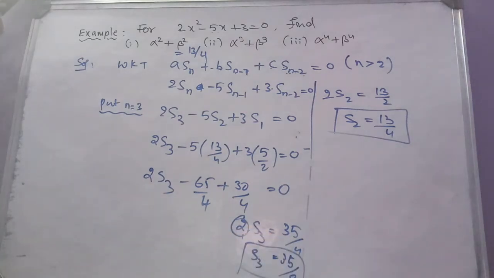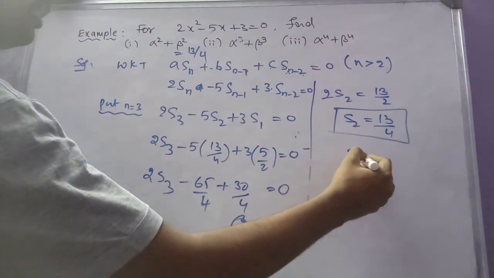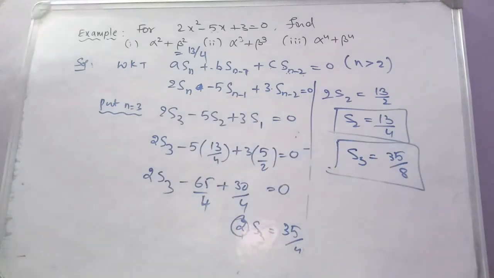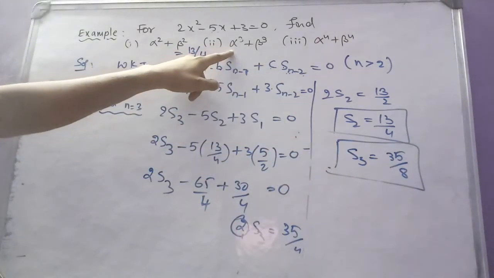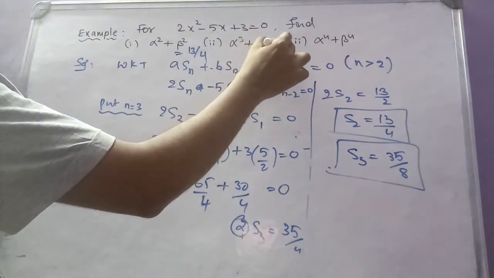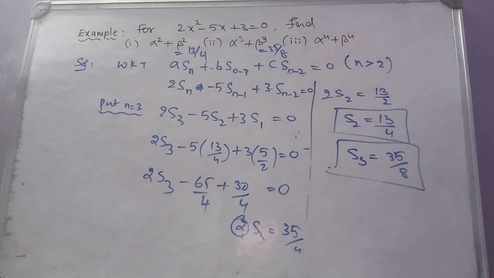So therefore, wait, I'll write here. Therefore, s3 is equal to 35 by 8. s3 means alpha cube plus beta cube. Its value is 35 by 8. Let us continue solving it. So I have got s3 also.